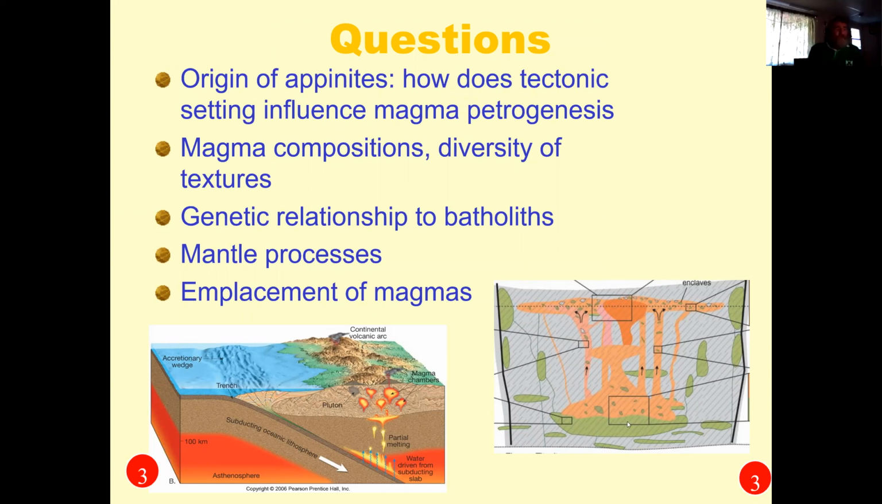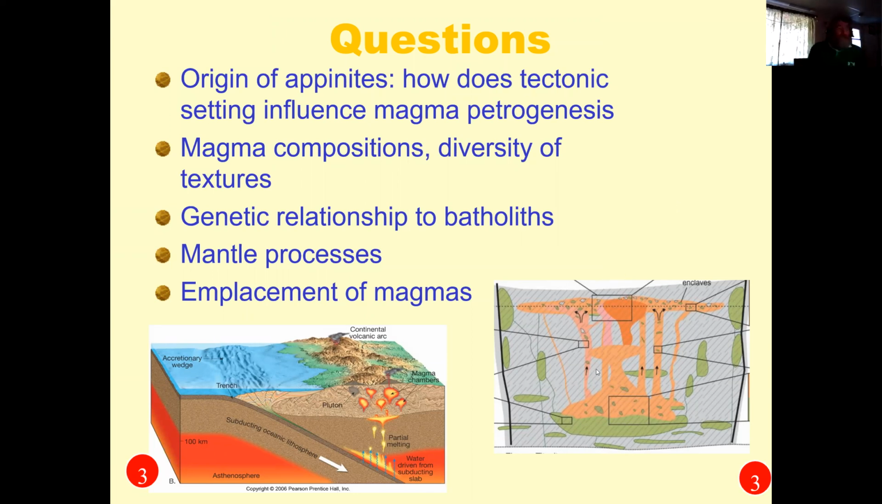And is there potential to get a window into the mantle processes that may be triggering the magmatism in the first place? Do appinites contain this sort of record? And from that, can we track the sequential and incremental emplacement of magmas that may yield these batholiths and their satellite appinitic bodies?